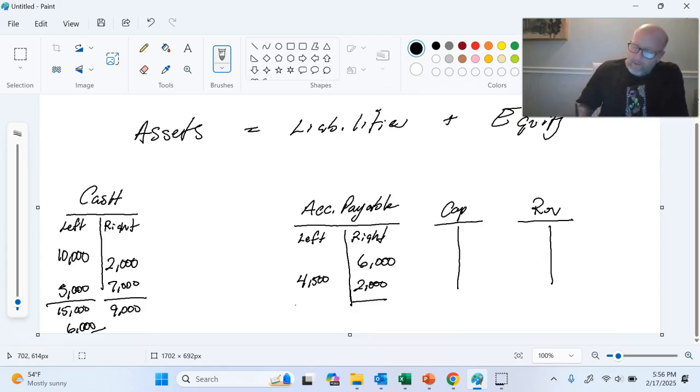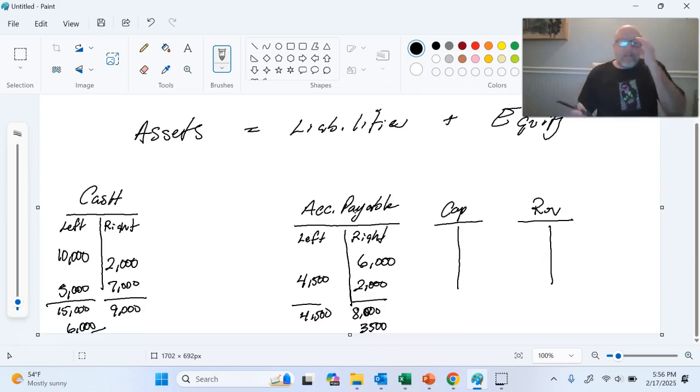In this particular example, I would do the same thing. I would add up all the right side amounts. I have 8,000. And then I would add up the left side. At the end of the day, I would have an outstanding debt of 3,500. Capital would work the same. Revenue would work the same.